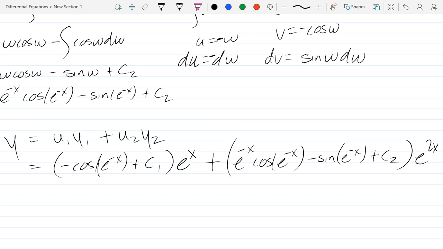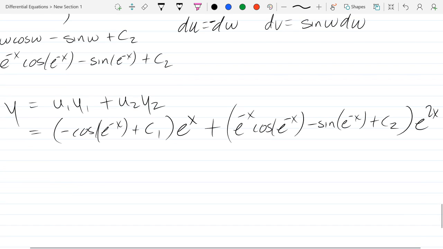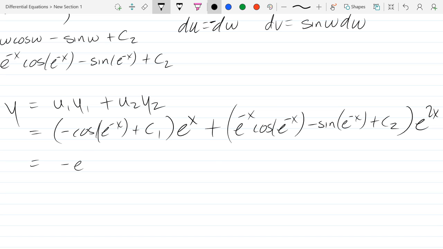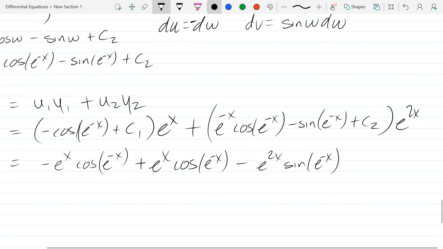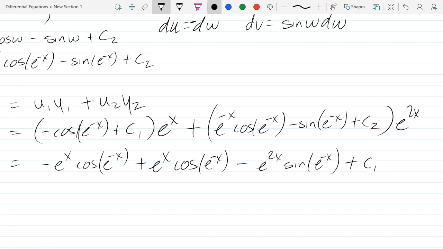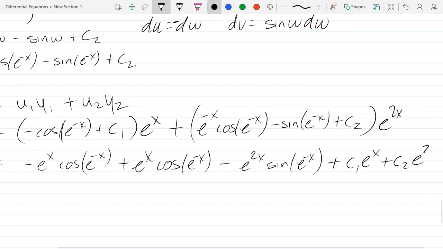Now, it is okay to leave it like this. We had a degree 2, so unless we have initial conditions, we're expecting two constants. So here's how the constants fit in. And you can, of course, distribute if you want to. So if we distribute this, we'll have negative e to the x cos e to the negative x. I'll write the constant terms at the end. We got a little work to do over here. So we have plus e to the x cos e to the negative x minus e to the 2x sine e to the negative x. And last up, our constant, C1 e to the x plus C2 e to the 2x.